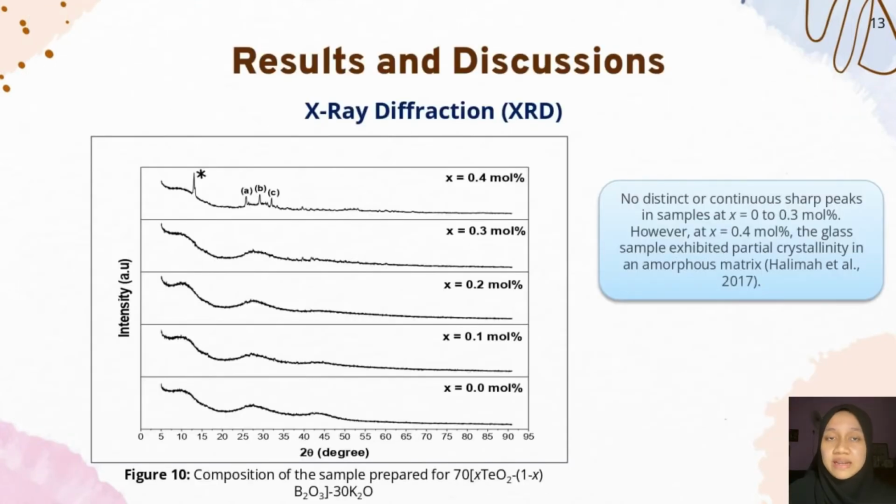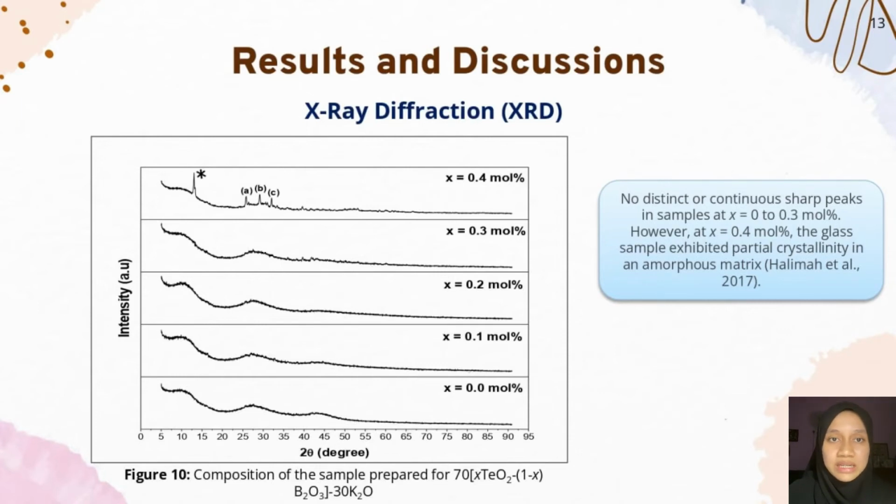Moving on to the results and discussions of the experiment. Now, as you can see, figure 4.1 depicts the XRD patterns of the stated glass system, and there are no distinct or continuous sharp peaks in samples at X equals 0 until 0.3 mole%, demonstrating that the samples are amorphous. However, at X equals 0.4 mole%, the glass sample exhibited partial crystallinity in an amorphous matrix.